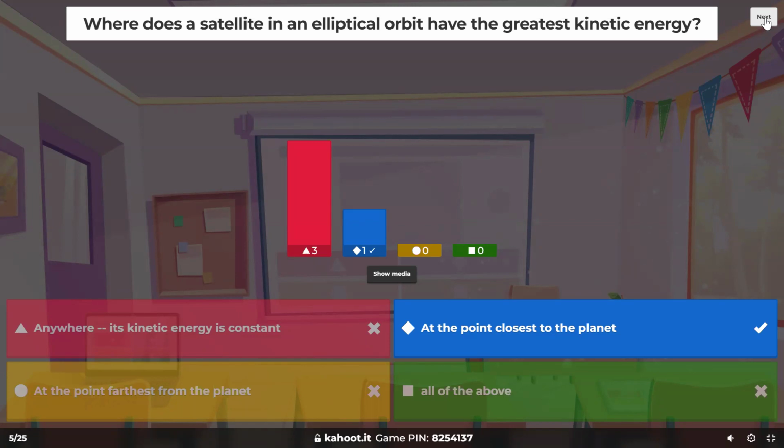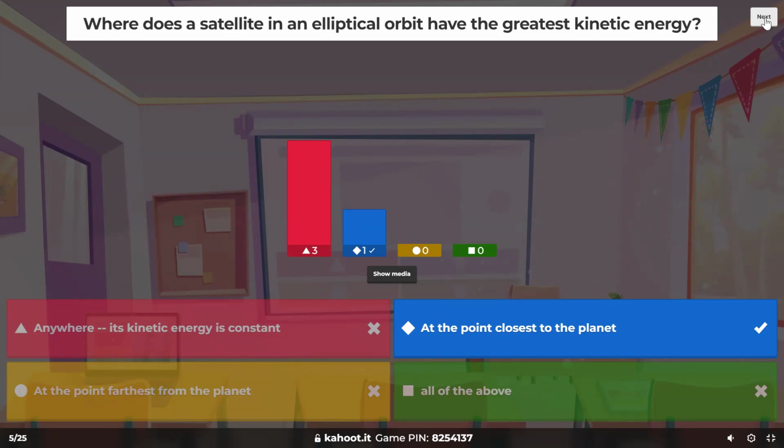So when the satellite's really close to the planet, is potential energy large or small? If it's close, that'd be like a small height. So there'd be a small potential energy, which would therefore be a large kinetic energy. Small potential, large kinetic. And the large kinetic would be the fastest speed. So when it's close, it's going to go faster, and when it's far away, it's going to go slower.